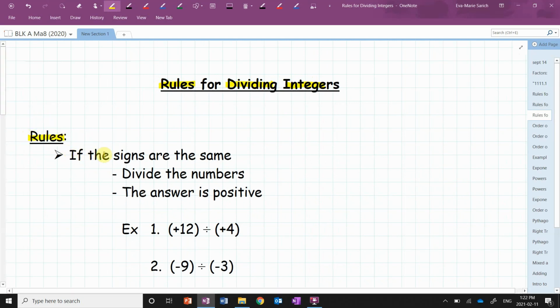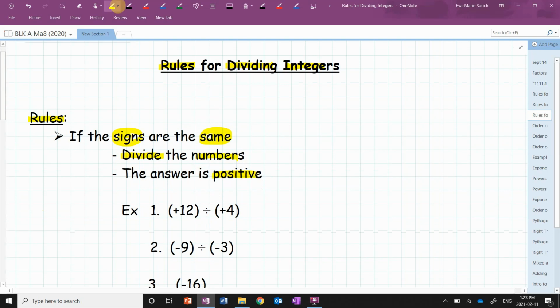The first rule says if the signs are the same, okay? Then our answer is positive, just like when we're multiplying. But of course, this is a divide question, so what are we going to do? We're going to divide the numbers, and then if the signs are the same, it's positive. So let's look at a couple of examples.